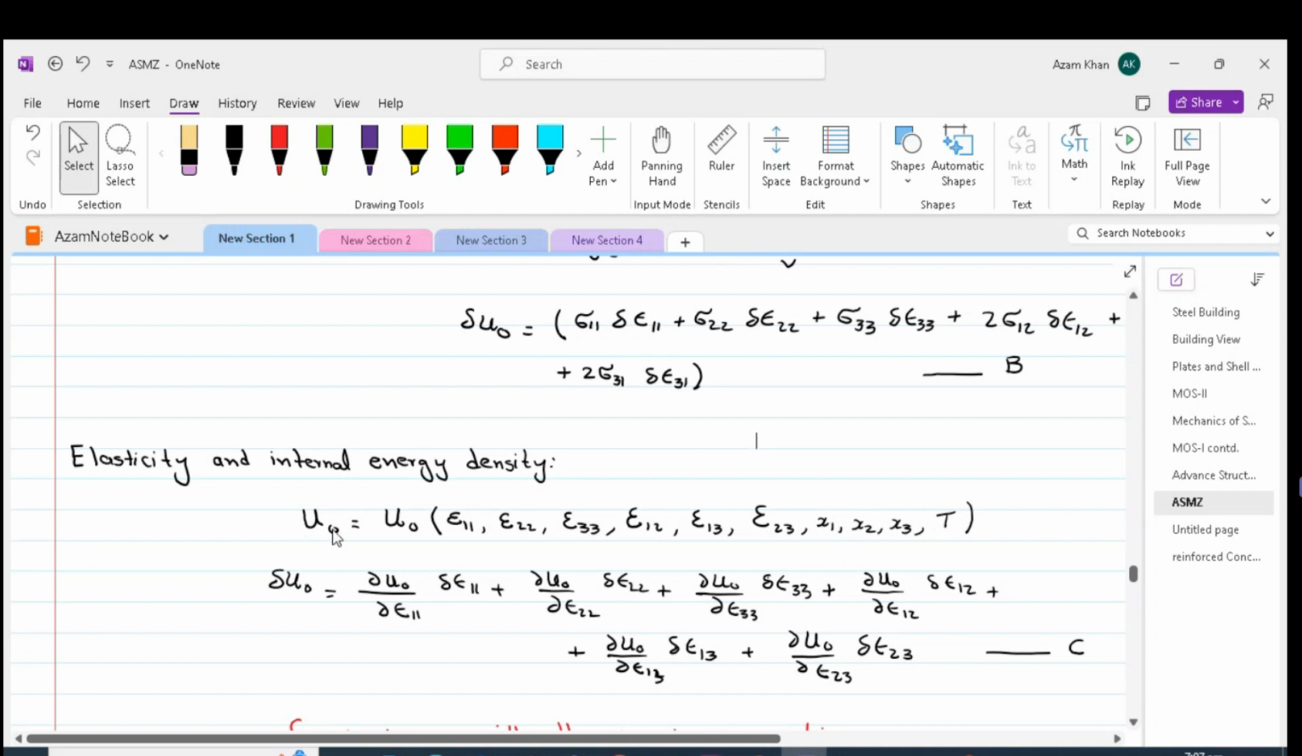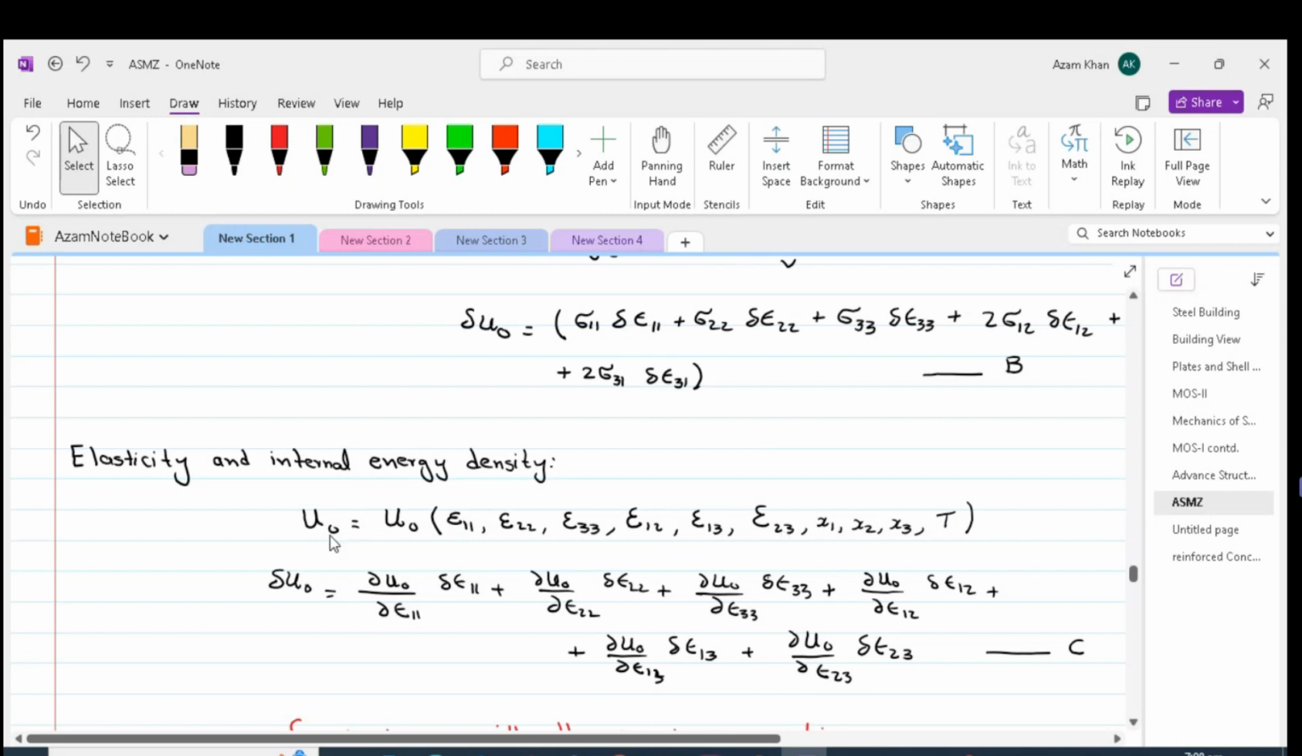Similarly, the internal energy density is dependent on temperature if we assume temperature dependence of our material. They can be omitted if we consider a homogeneous material and do not consider the temperature dependence. In that case, the internal energy density will depend on only the six components of the strain tensor. U naught is also called the strain energy density function because it is dependent on strain components.